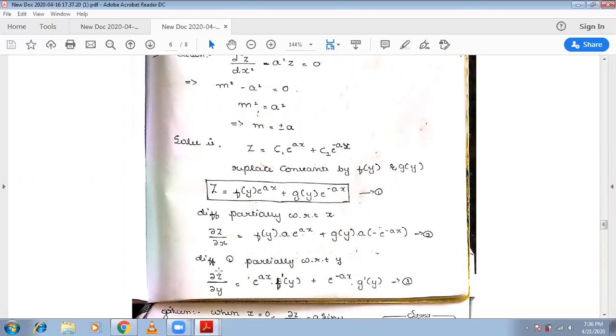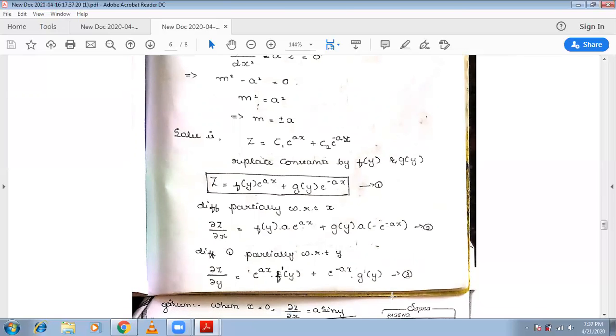Find del z by del x and del z by del y. Del z by del x: f of y is constant, take it outside. e power ax differentiation is a into e power ax, plus g of y, e power minus ax differentiation is minus a into e power minus ax. Call it equation 2. Find del z by del y. Here e power ax and e power minus ax are constants. f of y differentiation is f dash of y. g of y differentiation is g dash of y. Call it equation 3.